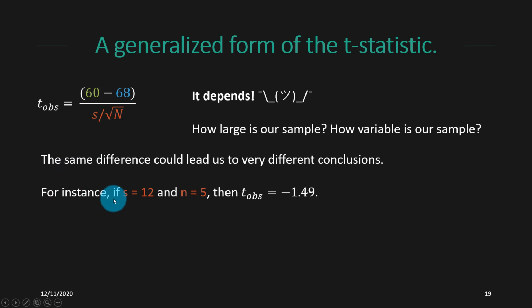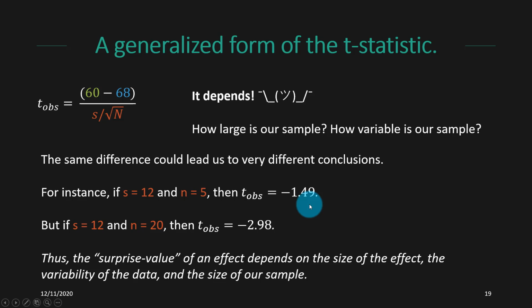conclusions. For instance, if the standard deviation was 12 and n were only 5, then we could solve for the standard error and ultimately solve for a t observed, which works out to be negative 1.49. In contrast, if the standard deviation was 12 and n is 20, then the t observed for this difference is negative 2.98. So by adding more observations and shrinking the standard error, I make the same mean difference look a lot more unlikely in 20 subjects than when I observed that mean difference in only 5 subjects.